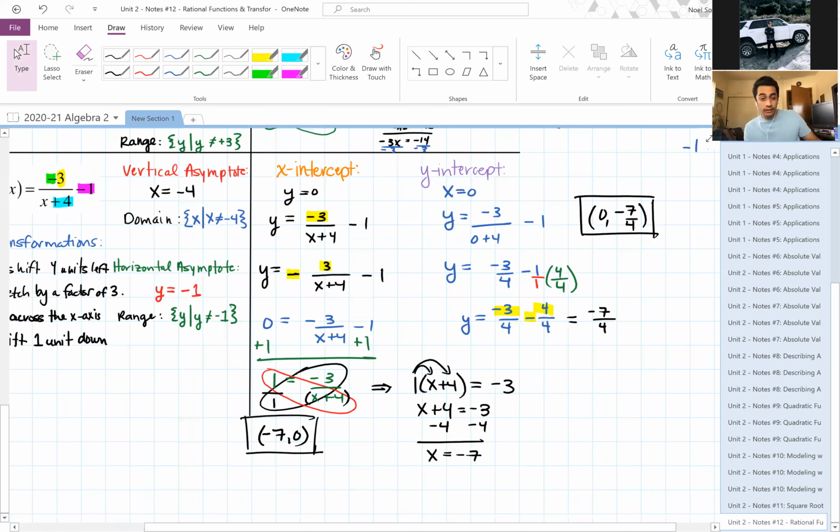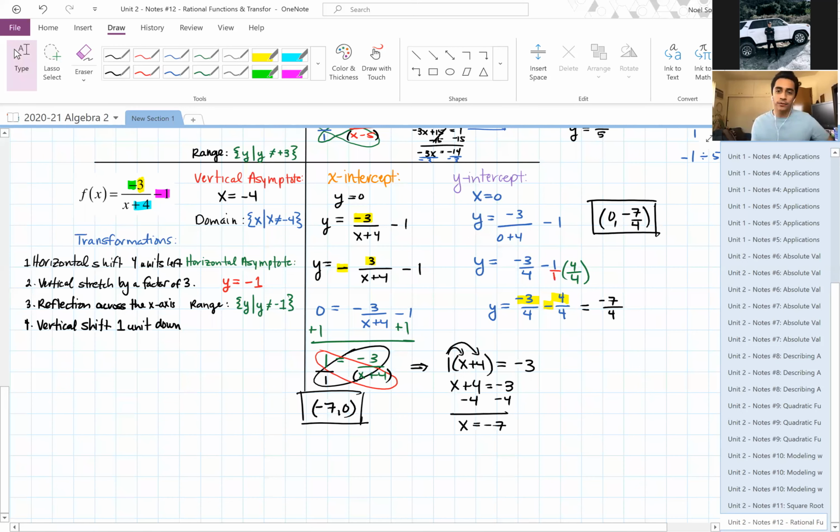All right, and there it is. That's how you find all of the important pieces of information of the graph without having to graph it. Okay, any questions there?